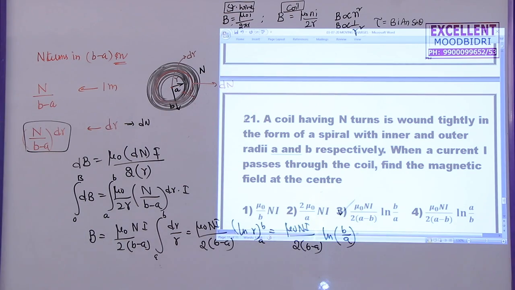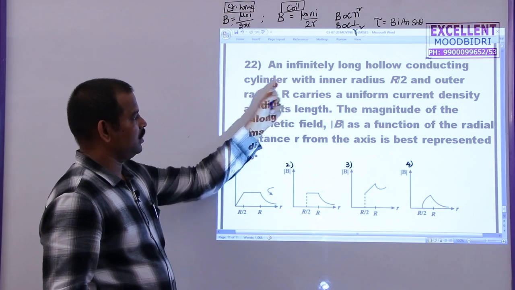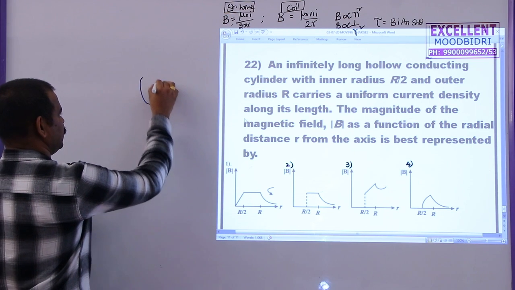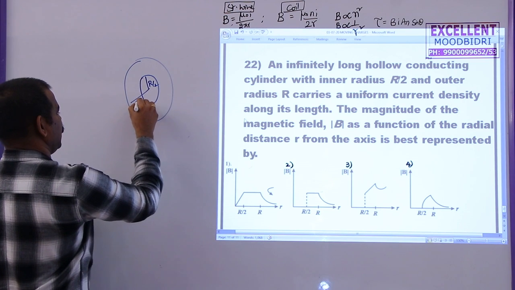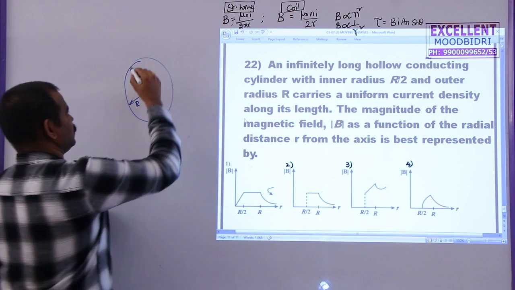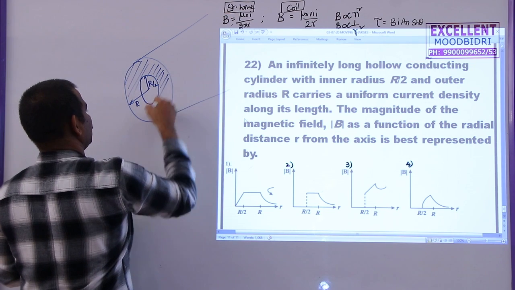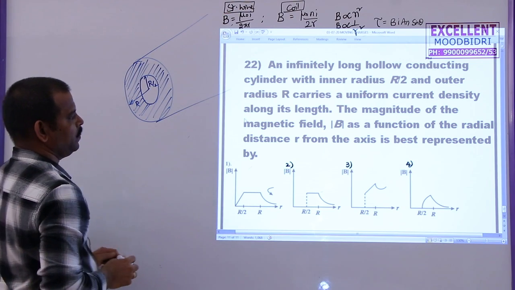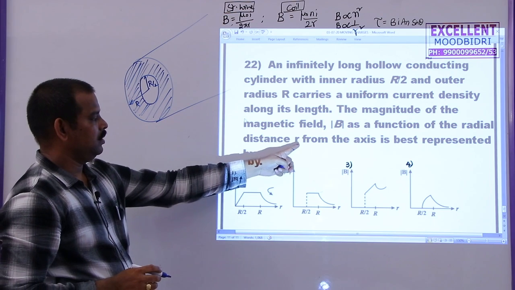Option 3 is correct. So an infinitely long hollow conducting cylinder with inner radius r and outer radius capital R. So this is a cylinder. The inner radius is R by 2. The outer radius is R. It carries a uniform current density along its length. So this is a cylinder. That means it is a hollow cylinder like this. Now, the magnitude of the magnetic field B as a function of its radial distance from the axis is best represented as.